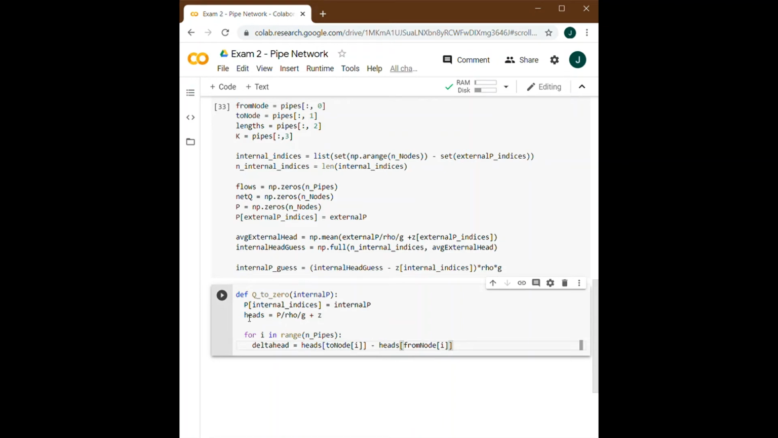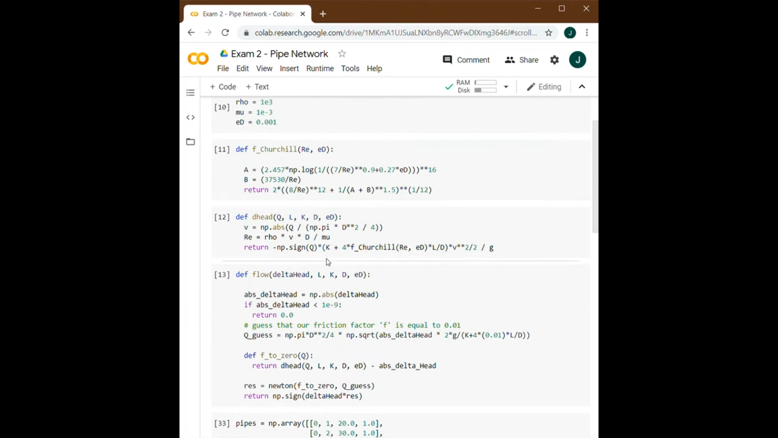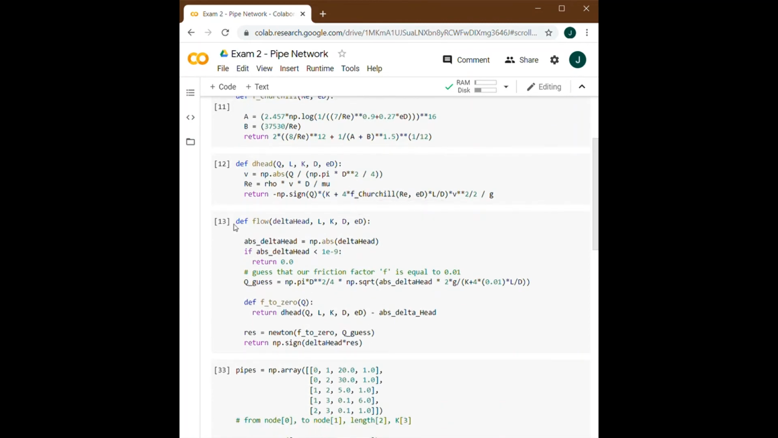So using this function here, we're going to take our internal pressures and our external pressures, which are all in this P array, and we're going to run it through this function and subtract them from one another. So that'll give us our heads, and then to find the flows of each pipe, we're going to call up our flows function that we created in part 1 of this video, so this flow function.